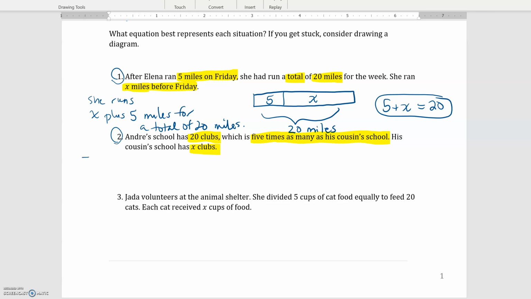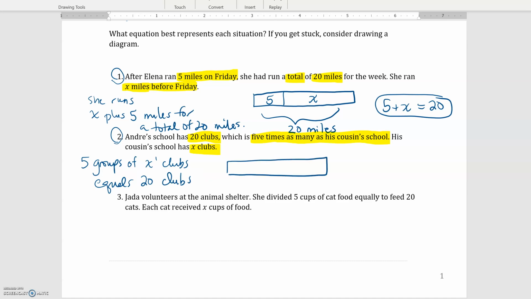So what I'm thinking is 5 groups of his cousin's school's clubs, which is X, of X clubs equals 20 clubs. So 5 X's equals 20. So I'm going to draw a diagram again. And this is a total of 20 clubs. And what we're saying is that the 20 clubs is 5 times as many as the X's. So there should be 5 X's in my diagram.